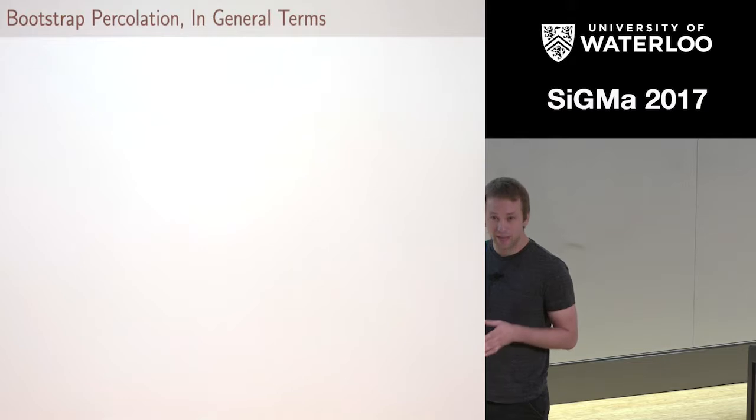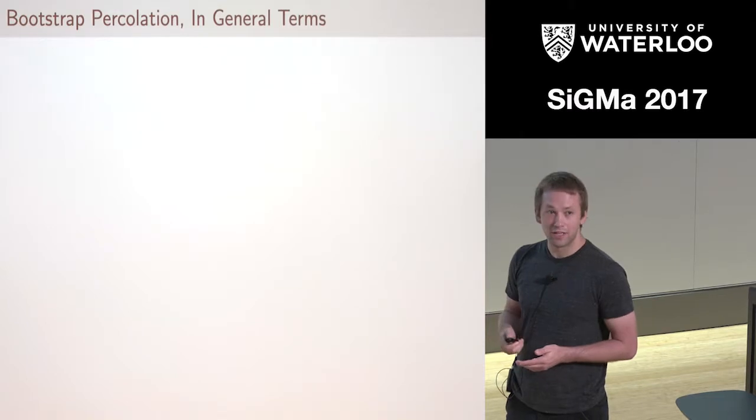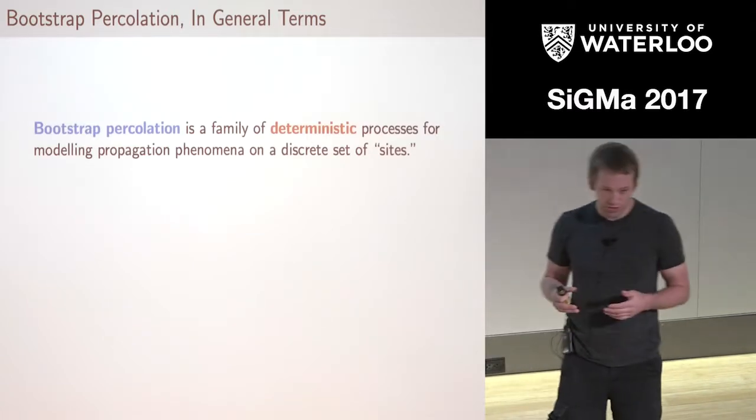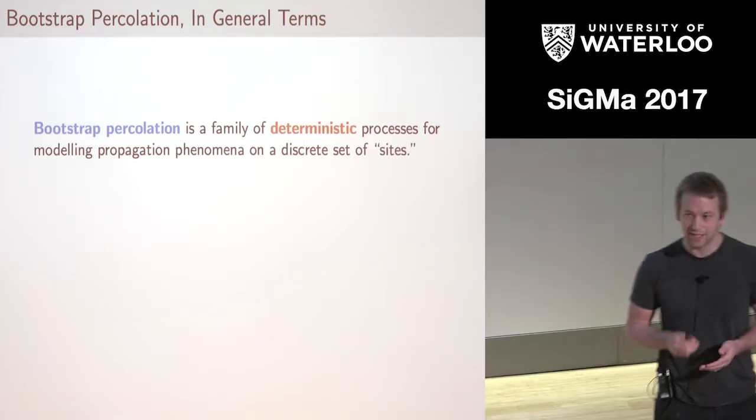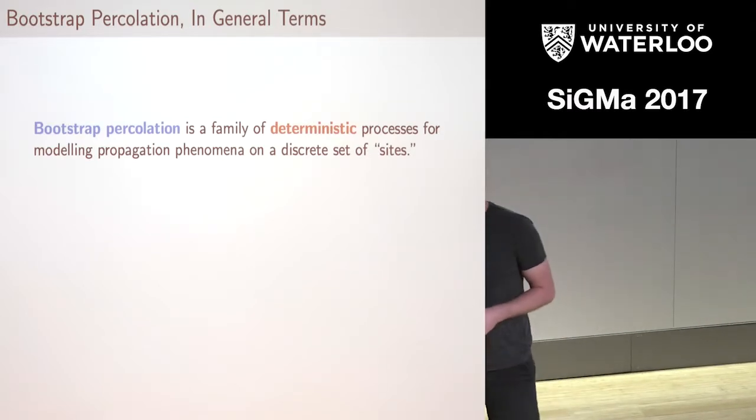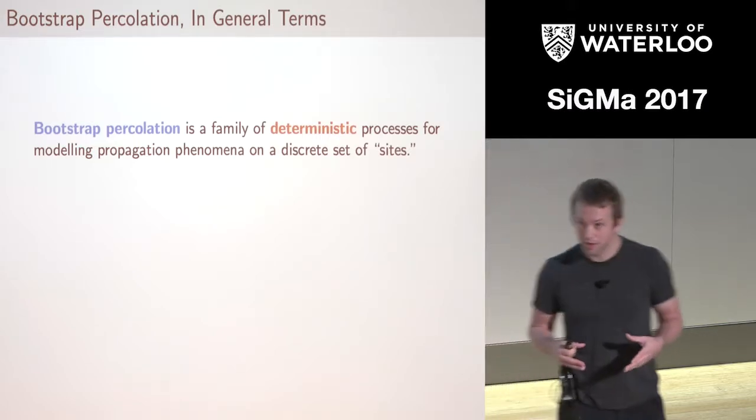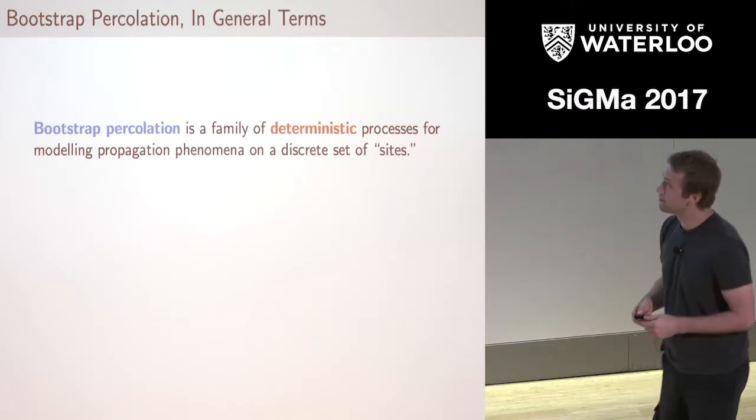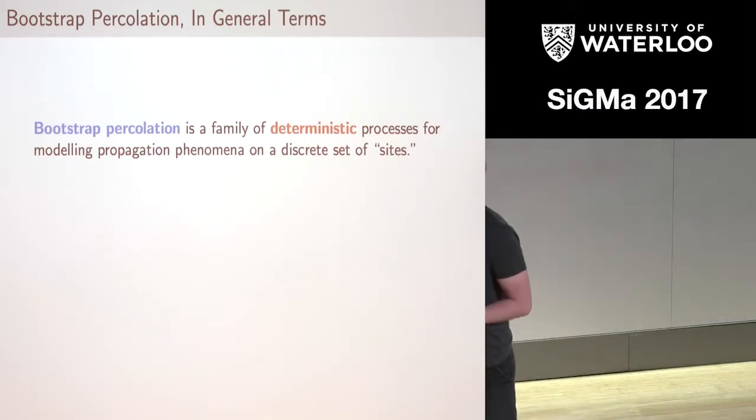Before I get into the main focus of the talk, I thought I would just spend a bit of time to address what I mean by the words bootstrap percolation in a fairly general context. So bootstrap percolation refers to a family of processes for modeling propagation phenomena on a discrete set of sites. What I mean by propagation phenomenon is basically anything that spreads. You could think of the way a rumor spreads in a social network, or a disease spreading through a population. And these processes usually have three main properties in common.